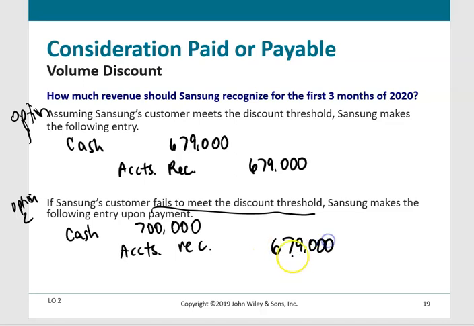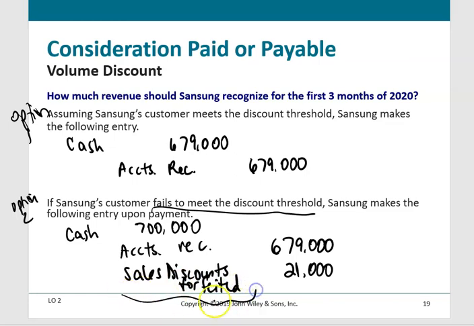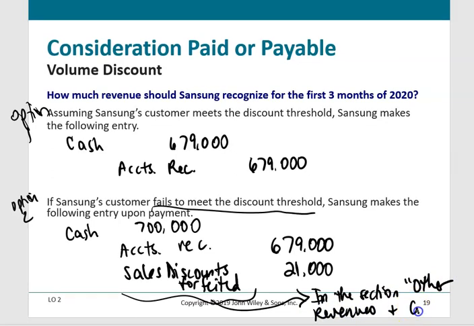And where do we record the remaining 21,000 of this discount that wasn't taken by our customer? This goes into an account called sales discounts forfeited. And this account, that I don't believe we've ever seen before, is reported in the income statement in the section titled Other Revenues and Gains, or in the non-operating section of the income statement.